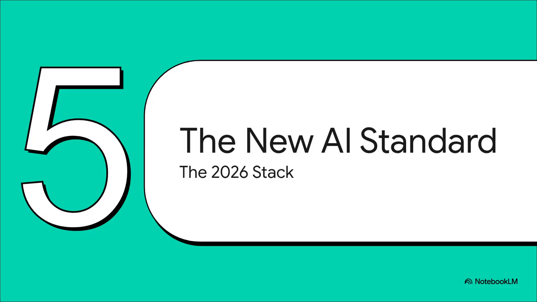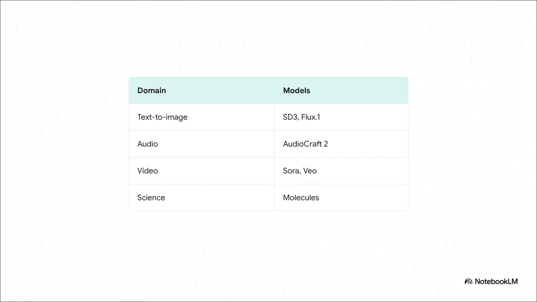Which brings us to our final stop, Section 5, the new AI standard and the 2026 stack. So what does this straight-line math actually look like in the real world today? When you look at the production stack for the near future, it is absolutely dominated by this exact architecture. For best quality text-to-image, you have models like Stable Diffusion 3 and Flux.1. For audio generation, there's AudioCraft 2. From generating high-definition video in models like Sora, all the way to predicting complex particle and molecule trajectories in physics, flow matching is the undisputed engine under the hood.